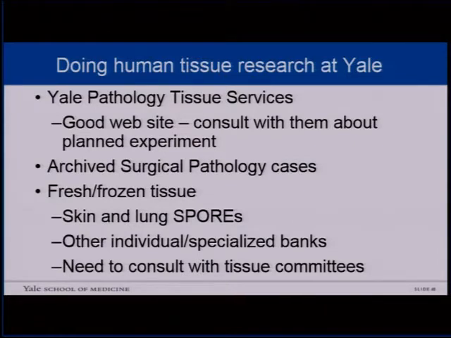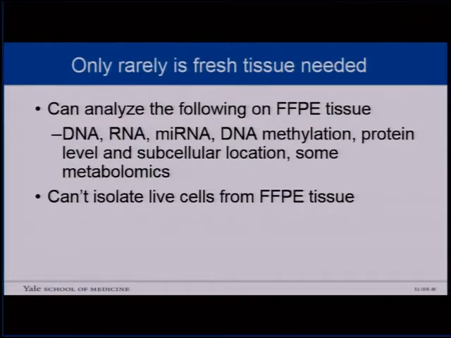So there are frozen tissue banks, the skin and lung SPOREs in particular, other individualized banks. These are a little more work to carry out and to know who has them, and we're trying to optimize that more through, I guess, Joanne Sweezy's leading that effort. So these are all the things you can do in formalin-fixed paraffin-embedded tissue. Pretty much all the things you'd like to do.